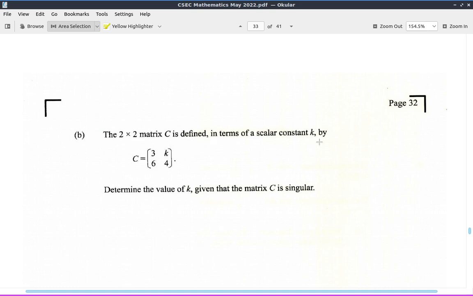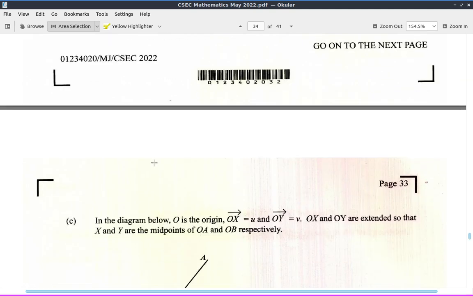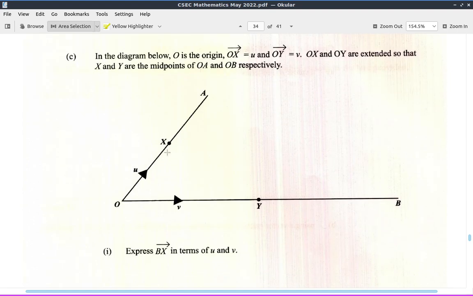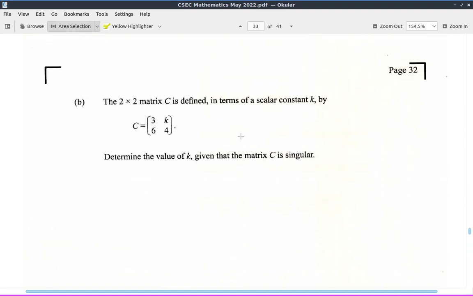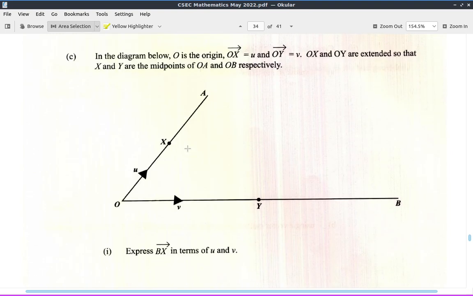A 2 by 2 matrix is defined by this, and you have a scalar constant k. Determine the value of k to make the matrix singular. You should remember what a singular matrix is. It's one with the determinant 0. And you remember your matrices, how to work it out.